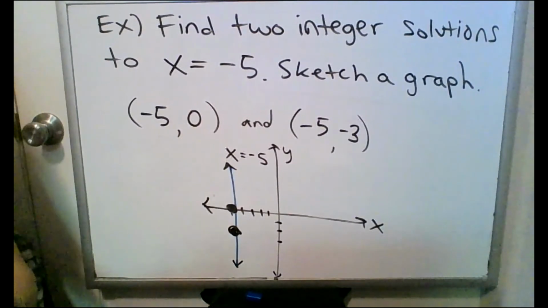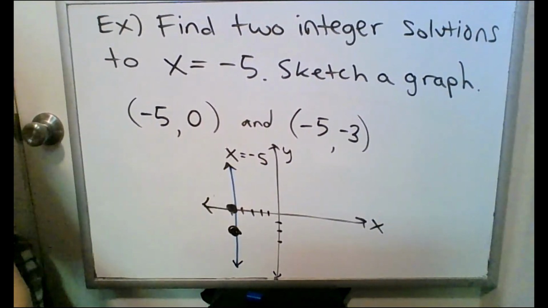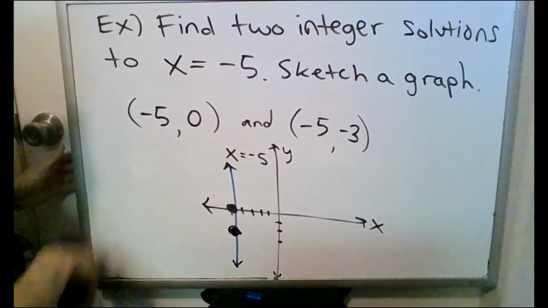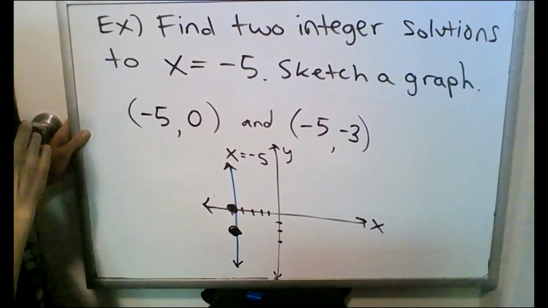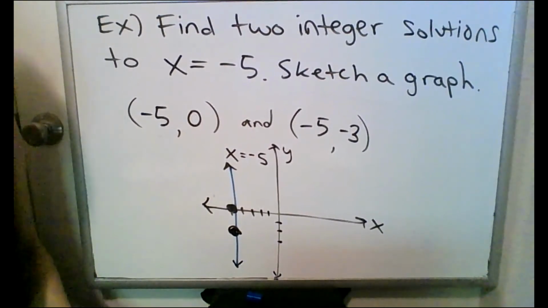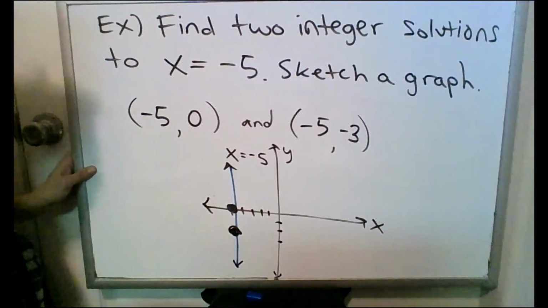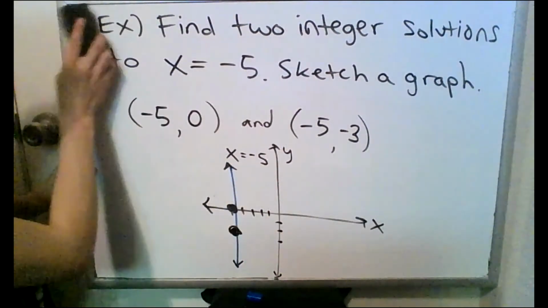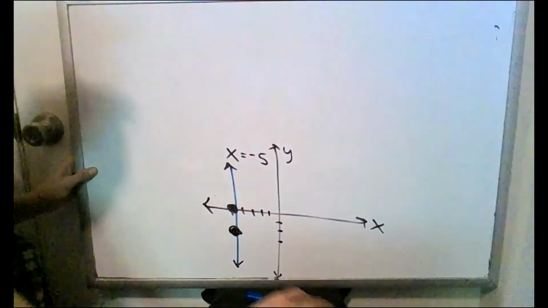Let's do something like this one again. Oh, we're almost out of time. Okay, find two integer solutions to y equals -3. And then graph.